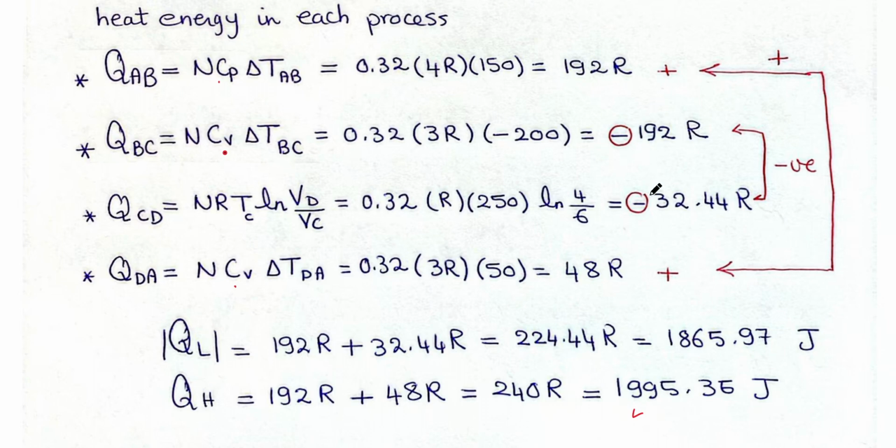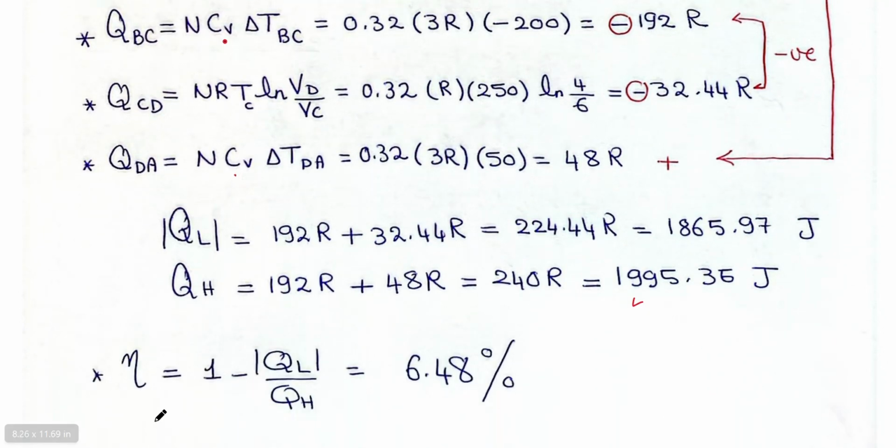As for the negative heat energy, negative means heat energy is rejected by the gas. So I will add these two, but QL is the magnitude of heat energy rejected, so I will remove the negative sign. This is how you can calculate QL and QH. Then simply you will substitute in the equation of efficiency, 1 minus QL over QH, which you will get 6.4.